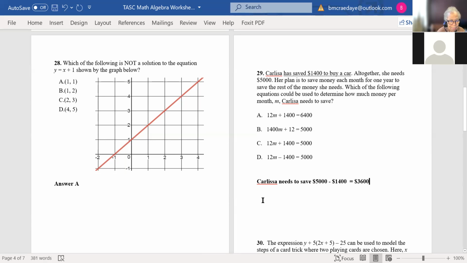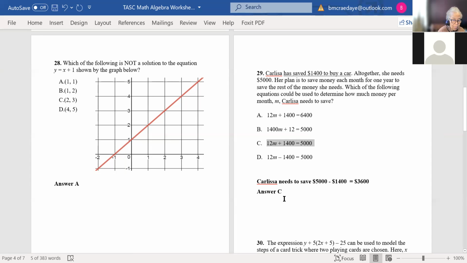So what's the answer? No, 12 has to go with M because it's 12 months in a year. So it can't be 12 by itself. Yeah, it's got to be C. Answer C. Yes, because C says 12M plus 1,400 is 5,000.